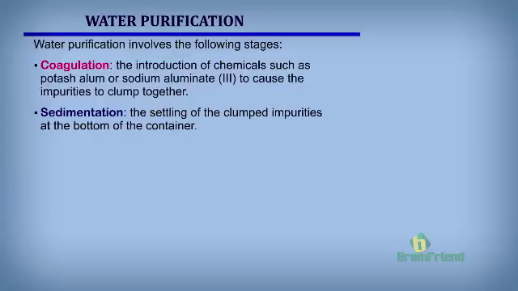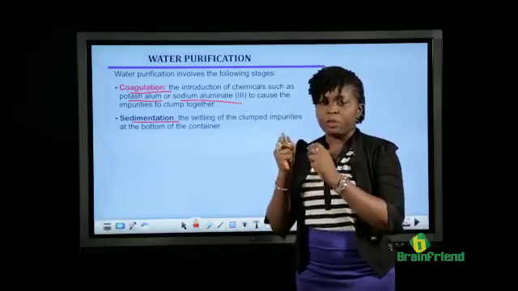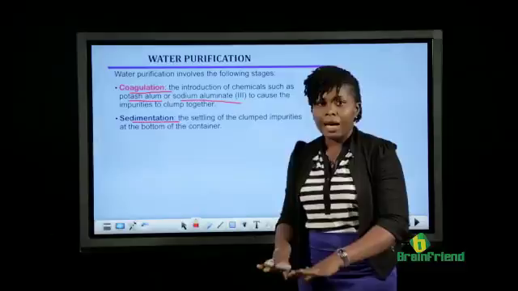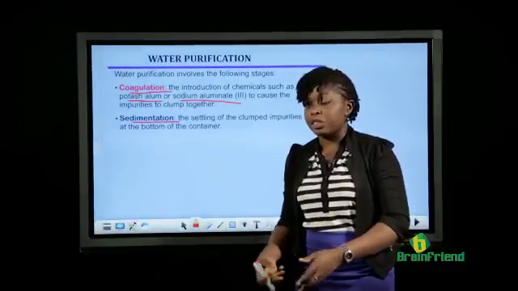So water purification involves the following stages. We have coagulation. This simply means the introduction of some chemicals like potash alum or sodium aluminate to cause the impurities to stick together to form clumps. The next stage in water purification is sedimentation. This is the settling of the clumped particles or impurities at the bottom of the vessel or container. So those big lumps of impurities settle down at the bottom of the vessel, and they can be removed.